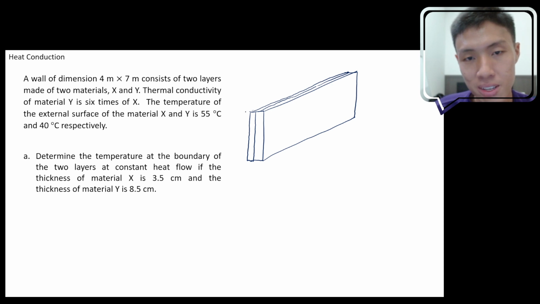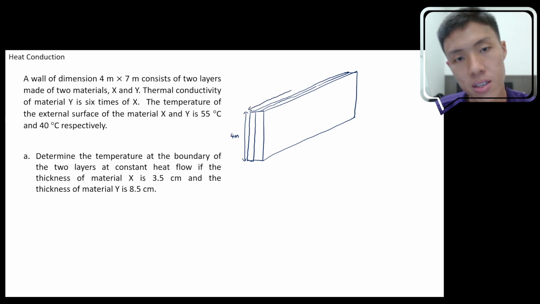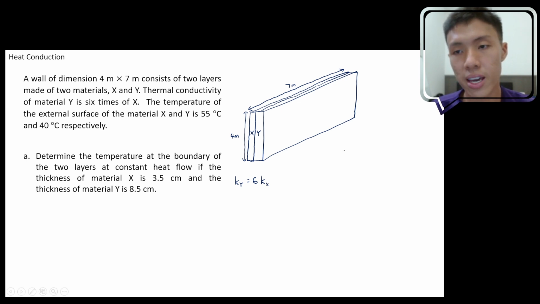So this is 4 meter multiplied by 7 meter. Okay, 4 meter by 7 meter wall consists of 2 materials. One material is called X, one material is called Y. Then they tell that the thermal conductivity of Y, which is thermal conductivity K of Y, is 6 times of the thermal conductivity of X, 6 times of Kx. Okay, the temperature of the external surface of material X and Y are 55 and 40 degrees Celsius respectively.